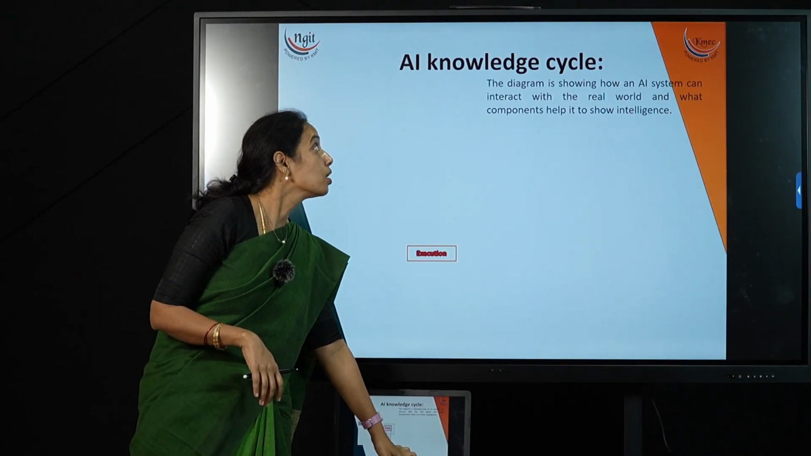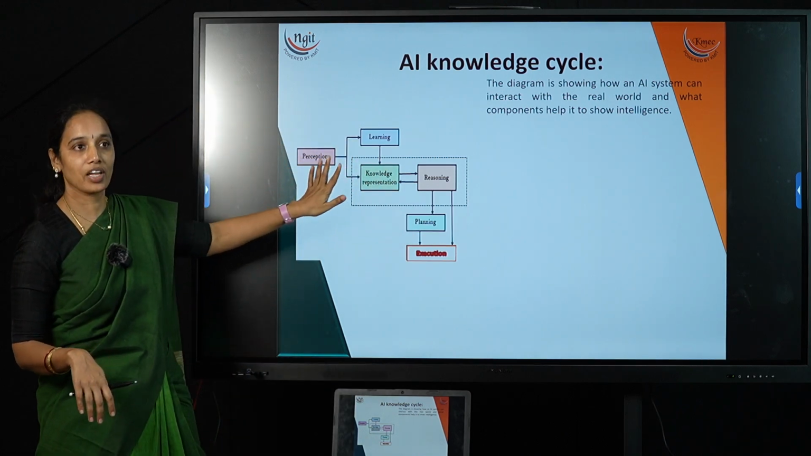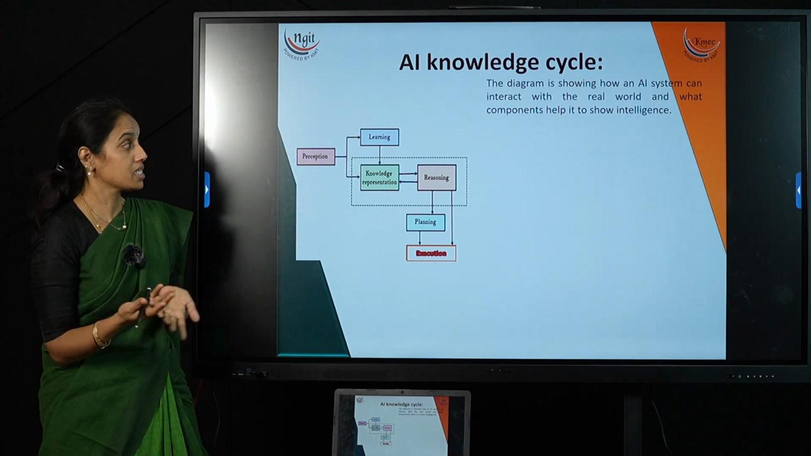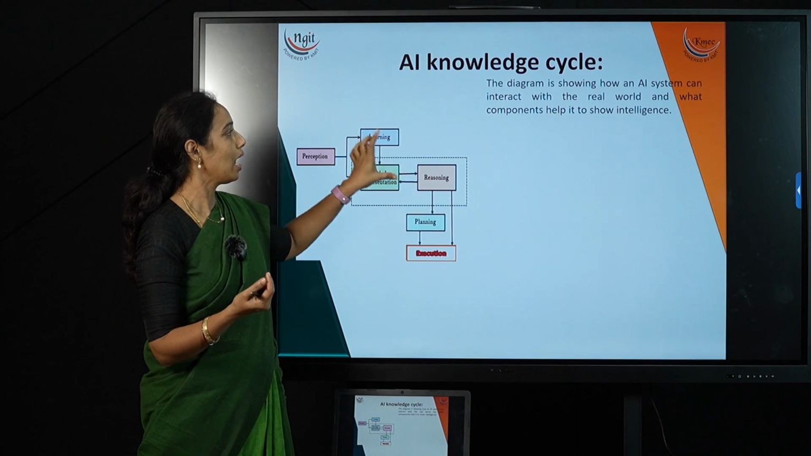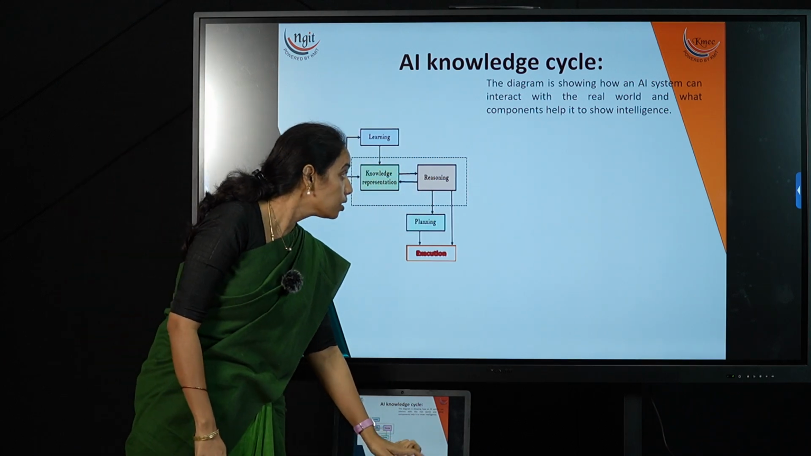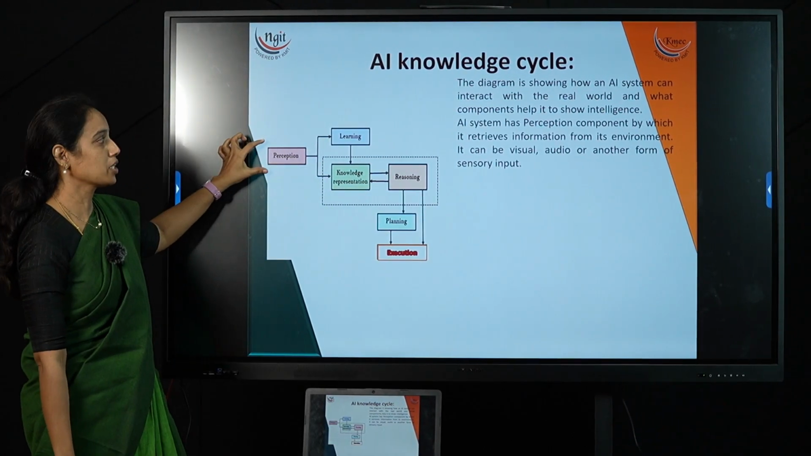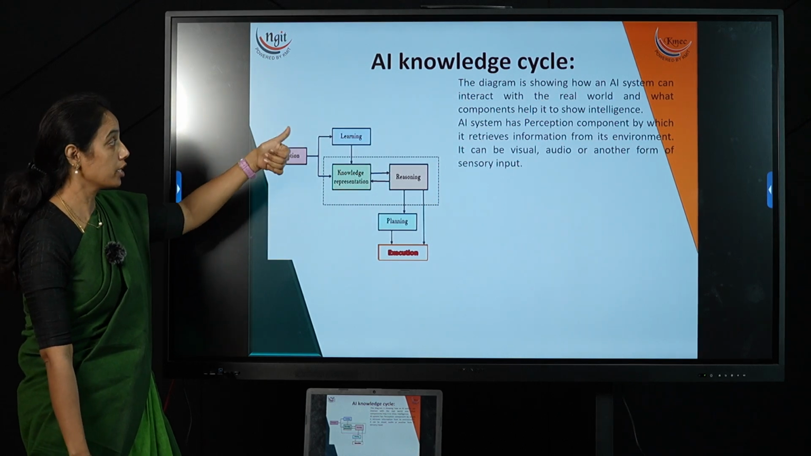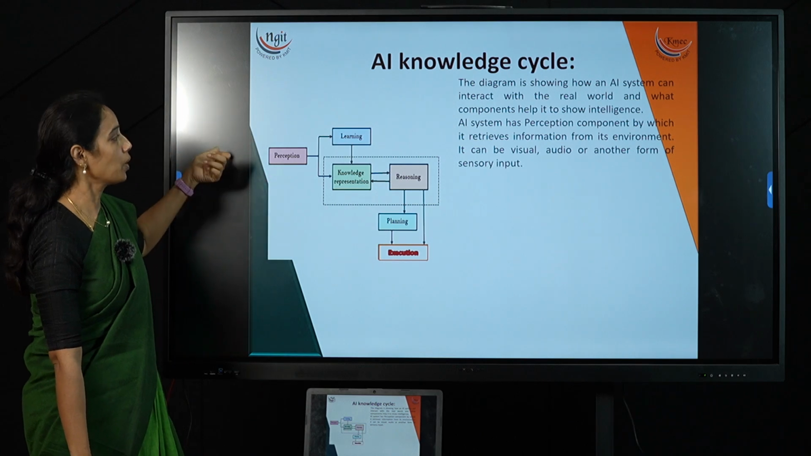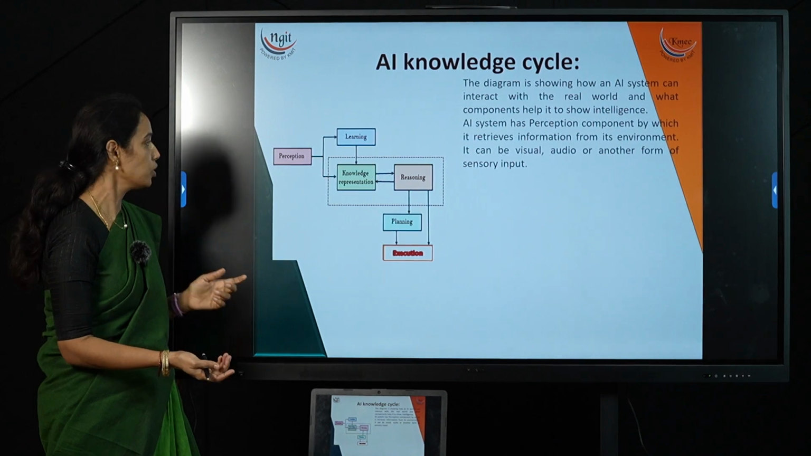And coming to the AI knowledge cycle, this is the representation of the AI knowledge cycle, and this diagram shows how an AI system can interact with the real world and what components help it to show intelligence. So first one is the perception component, by which it retrieves information from its environment, and that input may be in the form of visual, audio, or any other form of sensory input.